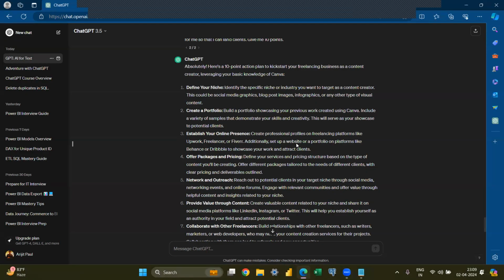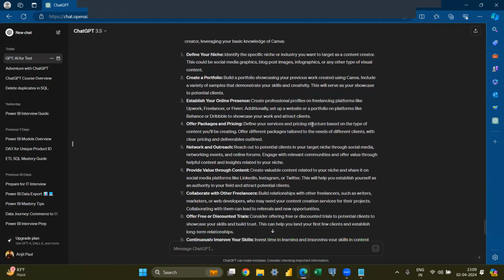Create a portfolio. Build a portfolio showcasing your previous work created using Canva. Include a variety of samples that demonstrate your skills and creativity. This will serve as your showcase to potential clients. So this line, this will serve as your showcase to potential clients. ChatGPT might fumble one or two times with the wordings and everything, but it also makes sense, though it's not very much used in our daily speech or our daily way of talking.